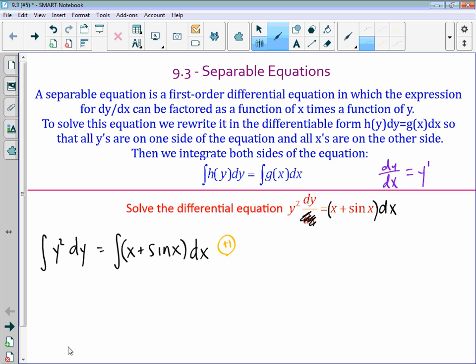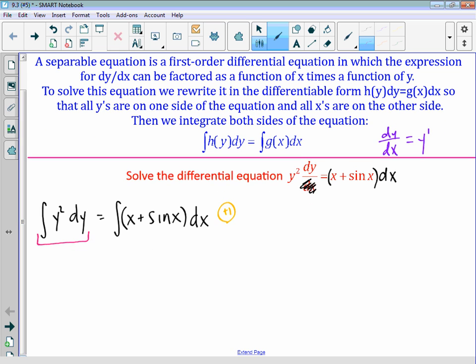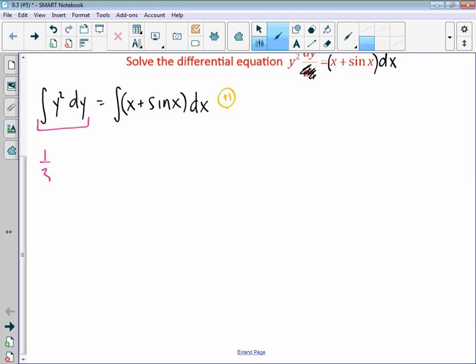Okay, your next point comes from actually integrating this side. So what is the antiderivative of y squared? One third y cubed. So we have that. Now, we need to have a plus c. But if I put a plus c on this side and a plus c on this side, do those have to be the same constant? No, this could be 3 and that could be 1. So you just have to be careful not to use the same letter for those.